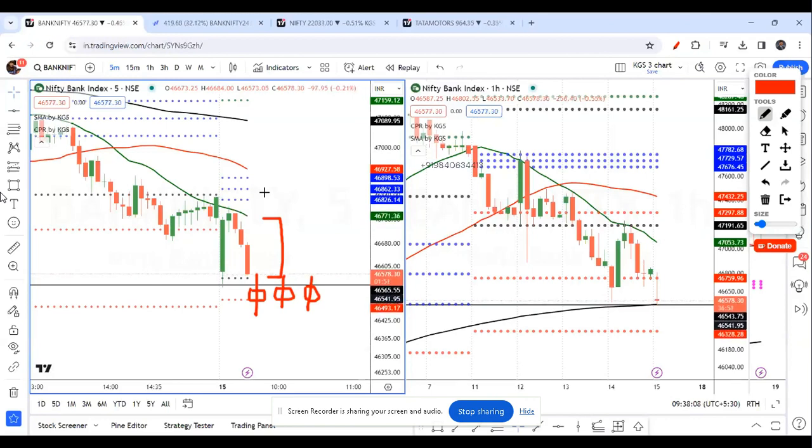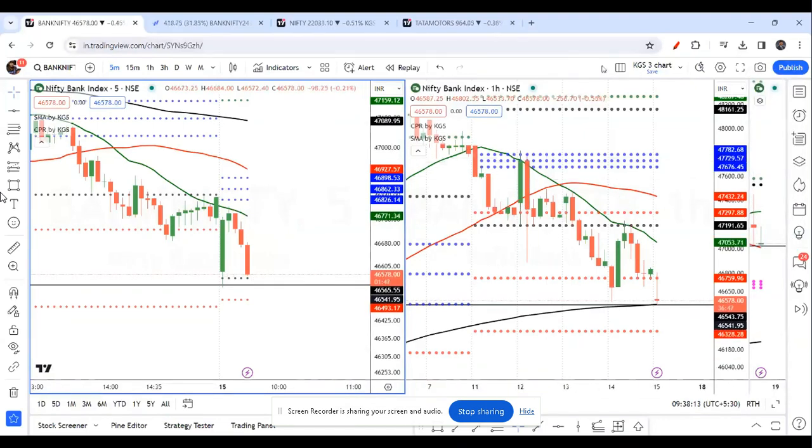So today I wanted to focus on high probable trade only. Clear? So today I will focus only on high probable trades and I am not interested to take a short right now.